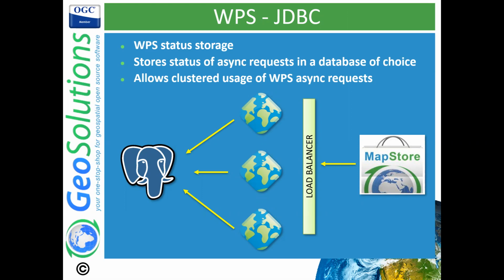Staying in WPS land, we have the WPS JDBC module, which is a WPS status storage. We just talked about asynchronous requests. Now, say we have a MapStore making one download request against a cluster of GeoServers that are sitting behind a load balancer. So one of these nodes receives the request and starts processing it. And then MapStore starts polling, asking for the status of the request. If the request comes to a node in the cluster that's not executing the request, it might not know what to do about it. We need a way to share the status. The WPS JDBC module is a way to share the status of active requests in a relational database.